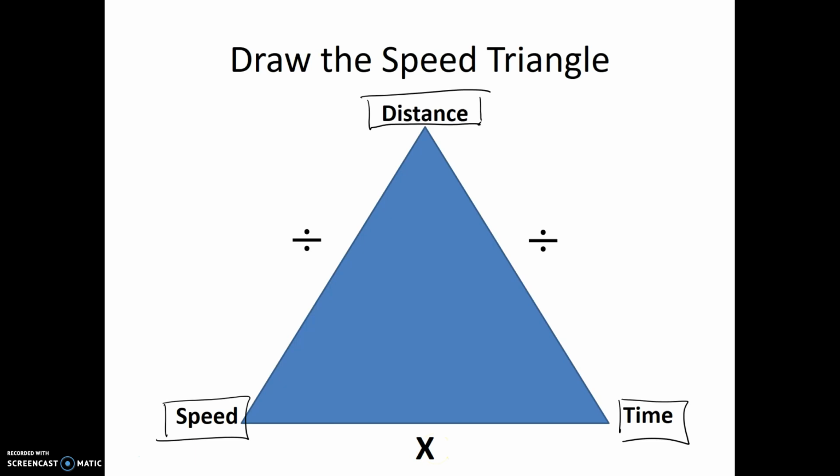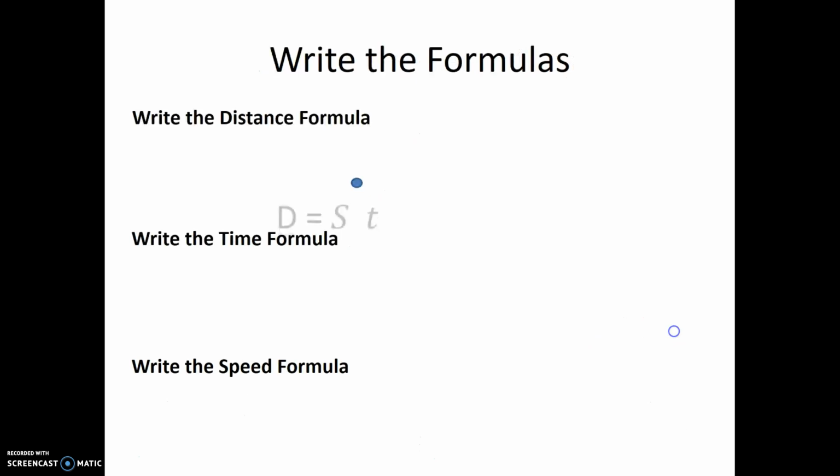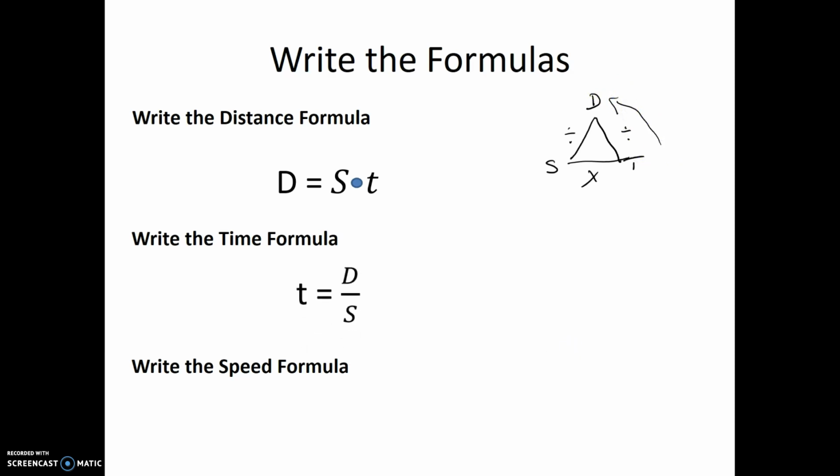That's going to help us remember our formulas. When we write the distance formula, distance is going to equal speed times time. I lost my triangle there, but if you look up in your notes, which you just copied down, speed times time is going to equal distance. Time is going to equal distance over speed, or distance divided by speed, which we can conveniently see from our triangle, because distance is at the top and we have a division sign right there. And then speed is distance divided by time. Make sure you have those written down. We're going to do some problems.